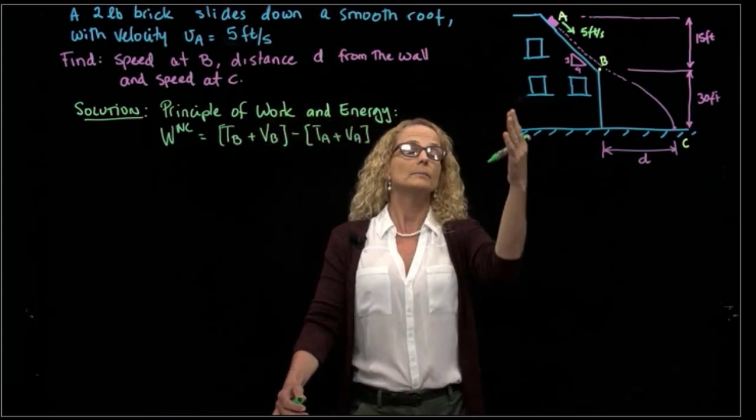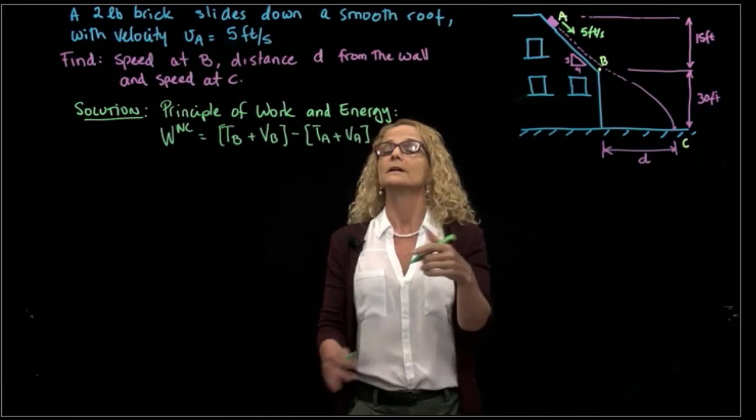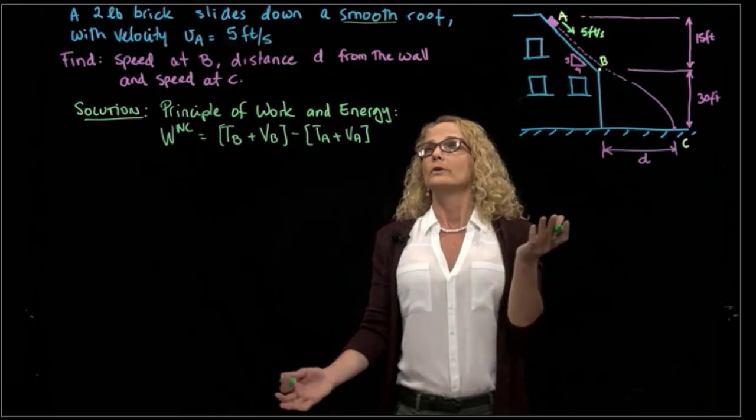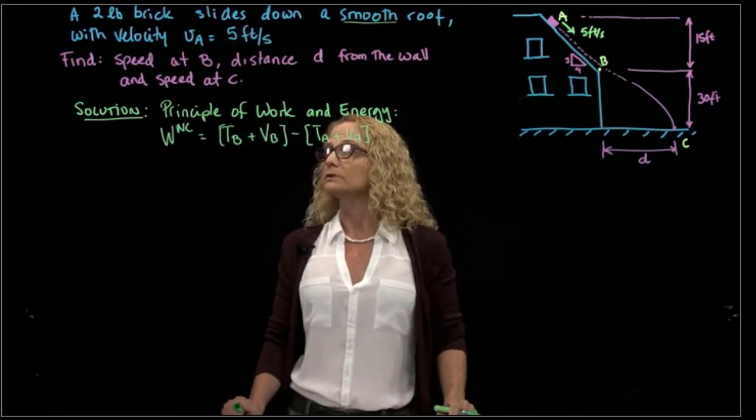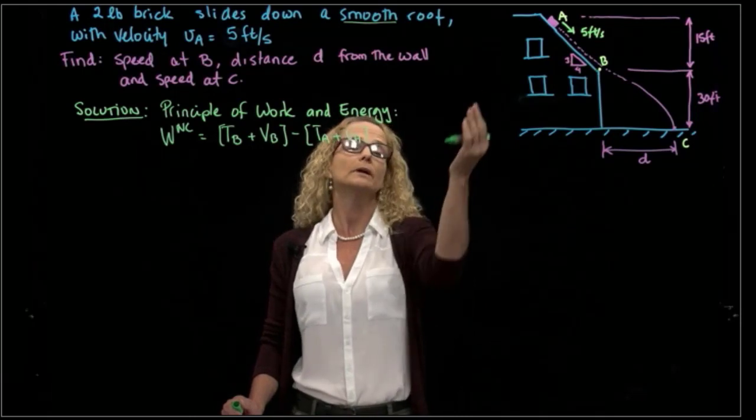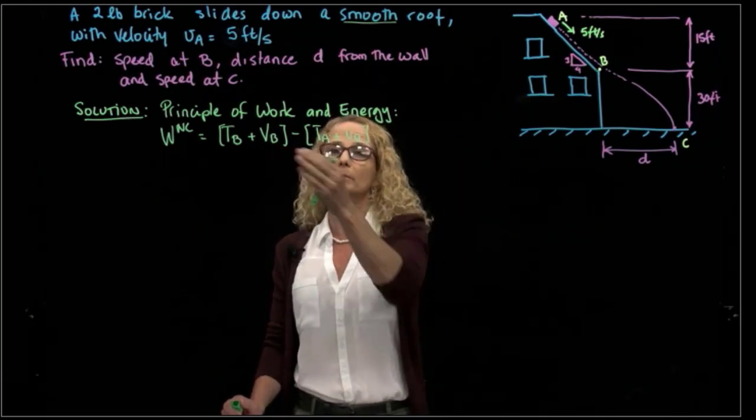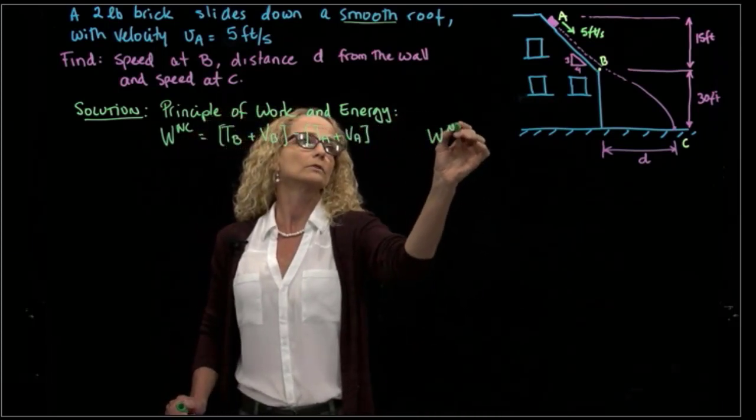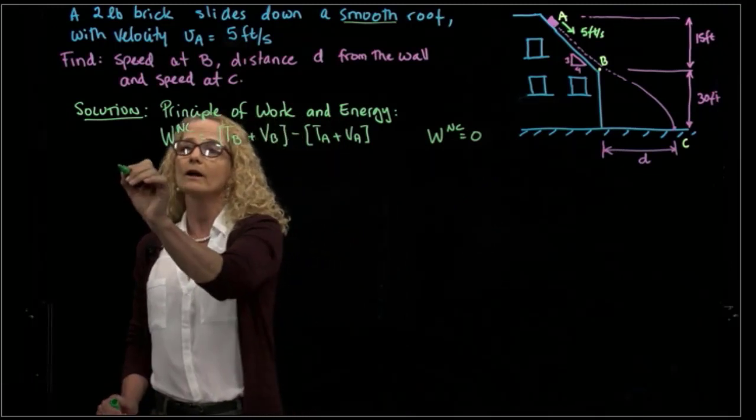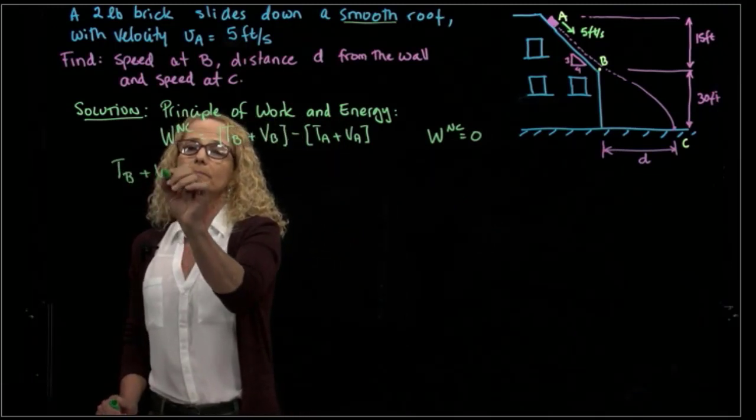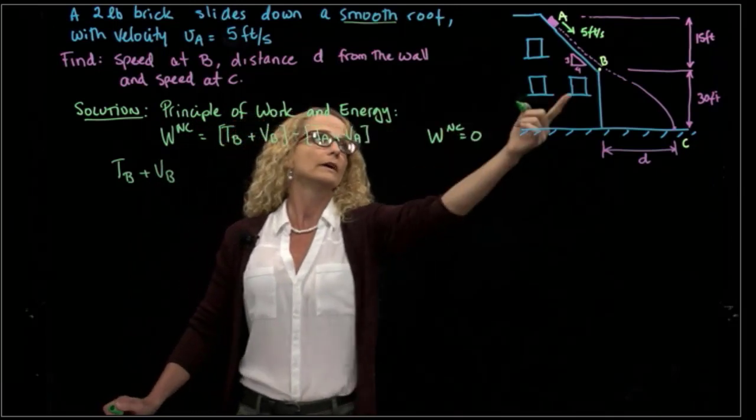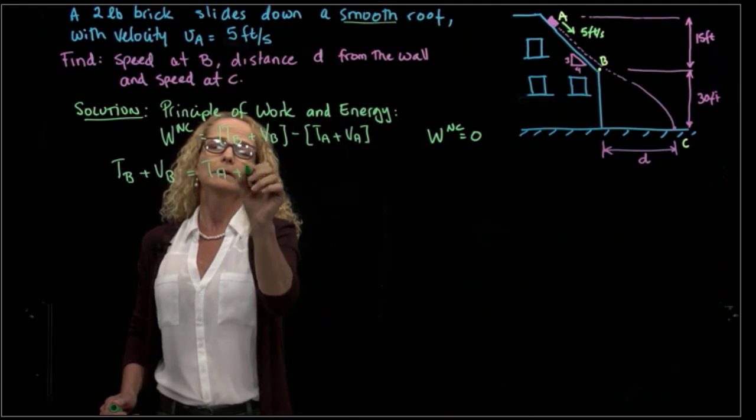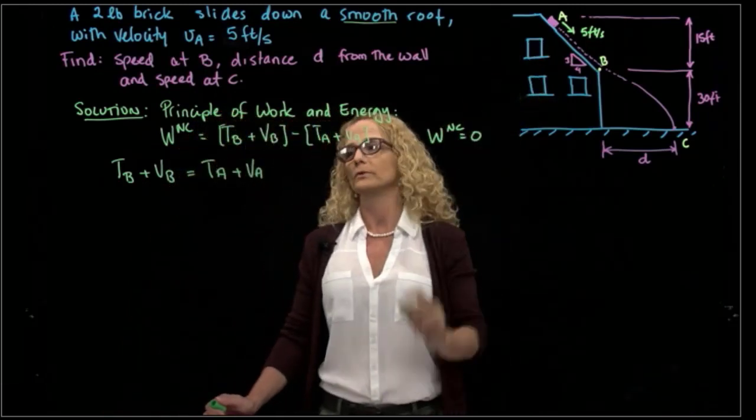We have to look at our problem and see if we have any non-conservative forces. When we read the question, we see that it's a smooth roof, so we don't have any friction. The force that we have is the weight, and we can treat it as a potential energy and velocity. So the work of non-conservative forces is equal to 0. So we have kinetic energy plus potential energy in the final position, position B, equal to kinetic energy plus potential energy in the initial position.